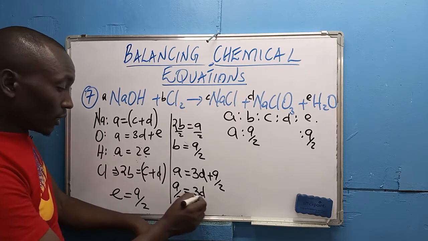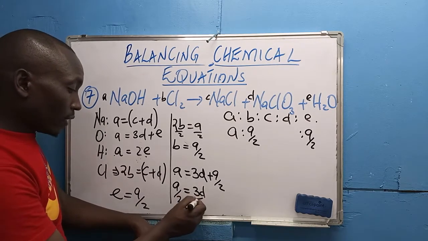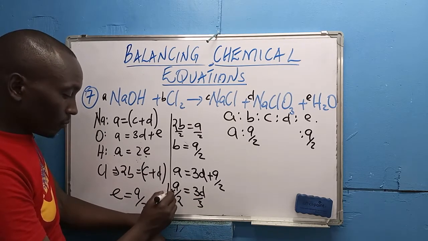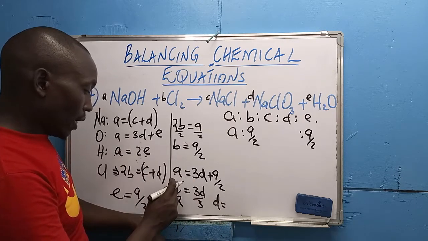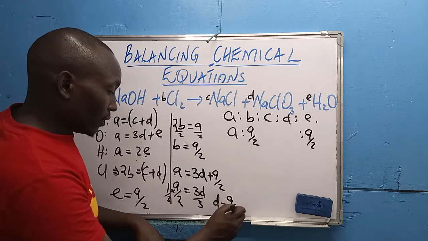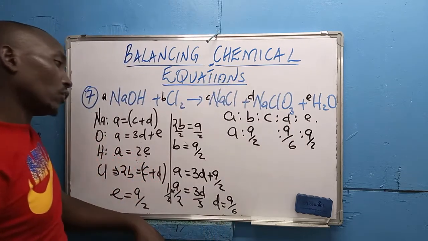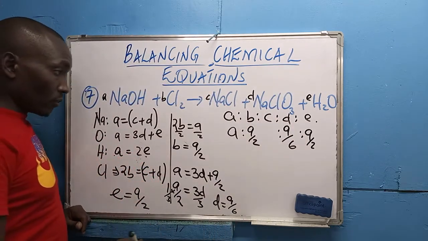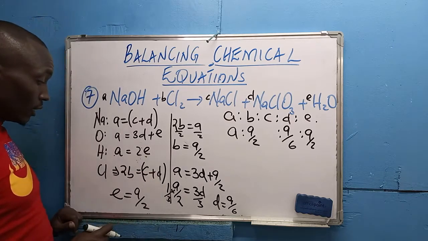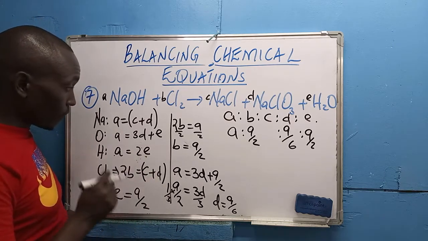So what do I need to do to establish D in terms of A? I divide by 3 here. D is simply A over 6. Good. We are moving because we only have C to represent in terms of A.